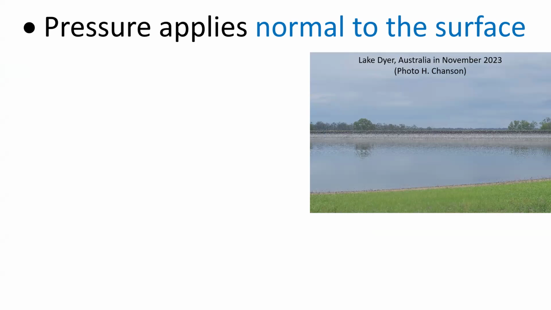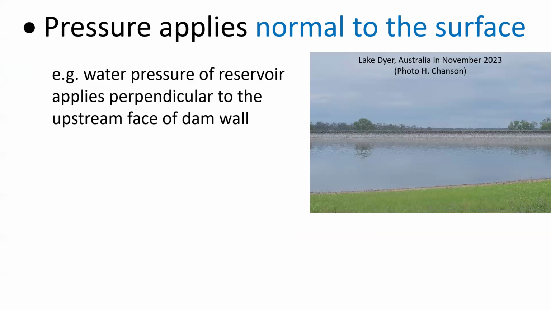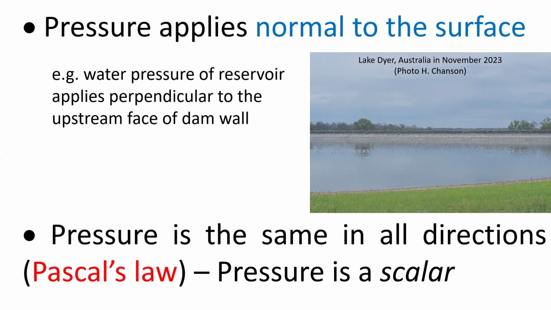Two key properties and features of pressure are: first, pressure applies normal to the surface. If we looked at the reservoir with a dam wall in the background, the water pressure of the reservoir will apply perpendicular to the upstream face of the dam wall. Secondly, pressure is the same in all directions at a given location. Pressure is a scalar, and this property is also called Pascal's law after Blaise Pascal.